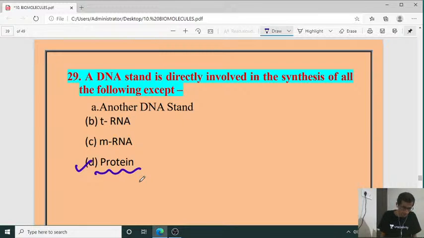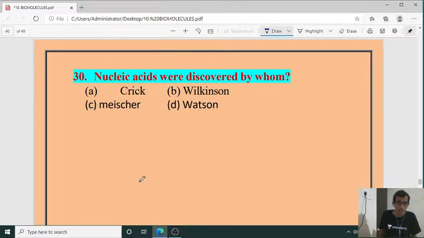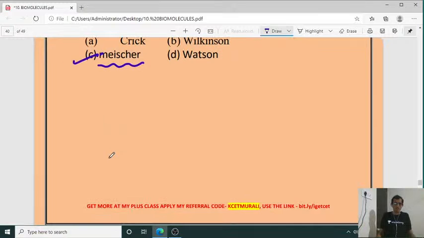Okay, my dear students. And last question. Nucleic acids were discovered by whom? Who identified the nucleic acid in the cell? The options are Crick, Wilkins, Watson and Miescher. It is by Miescher, who discovered the nucleic acid in the cell, that is DNA and RNA. So that is the total number of questions in today's class.